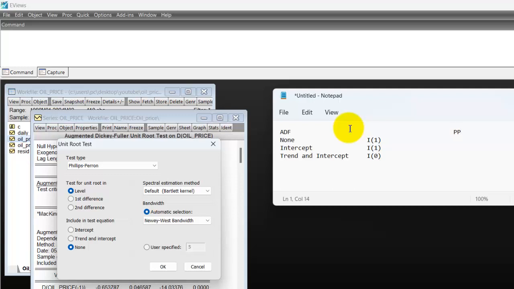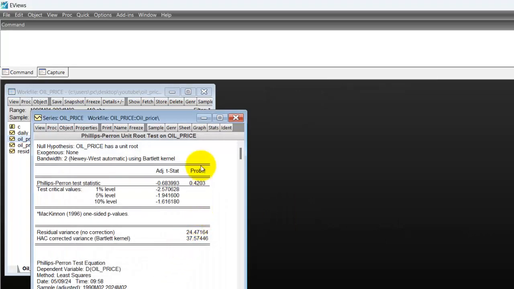Let us see the level at which oil price will be stationary. Now let's start with none, the test equation for the unit root test at level. These two panels, please leave the way they are, the default settings. So what you just need to do is click OK. Once you click OK, you have your results.